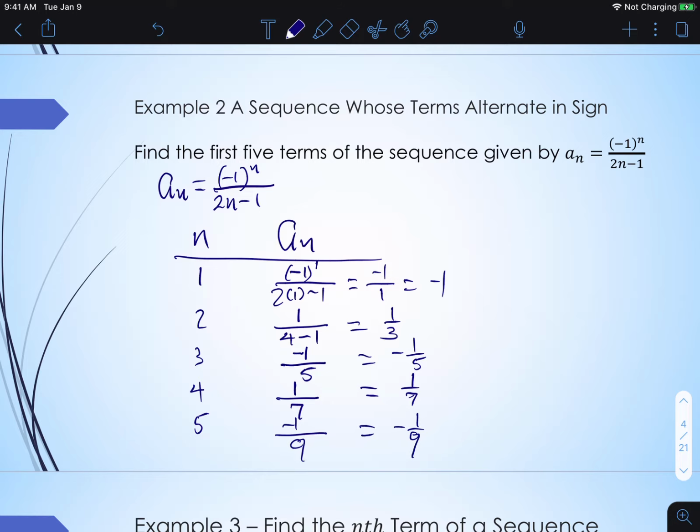So if I'm going to write the list then for this one, it's going to look like this. Negative 1 is the first term. Positive 1/3. And then negative 1/5. And then positive 1/7, and then negative 1/9. So here, the terms are alternating with positive and negative signs.